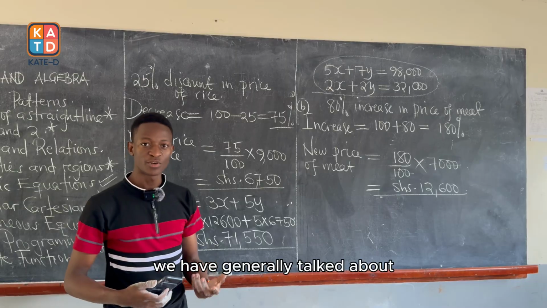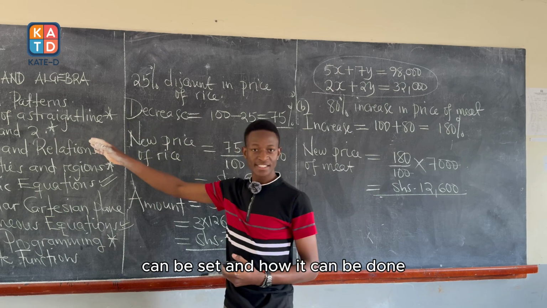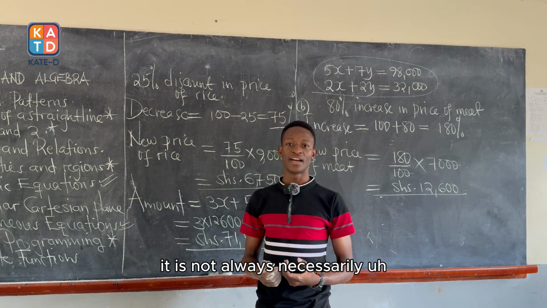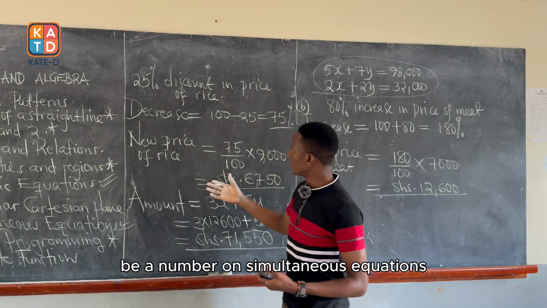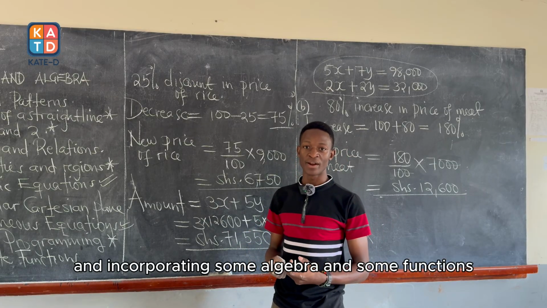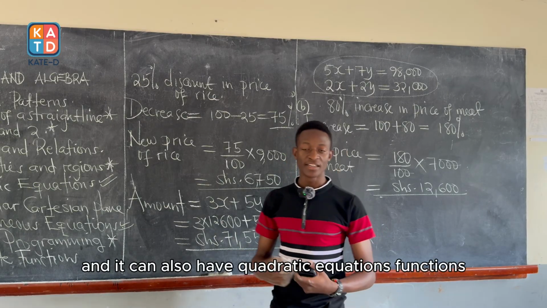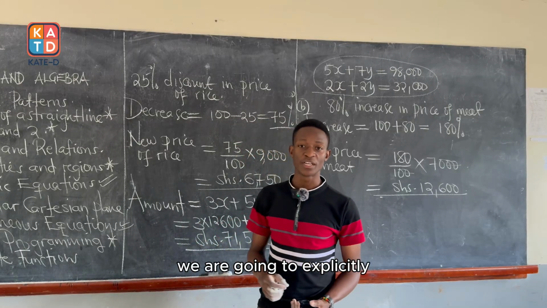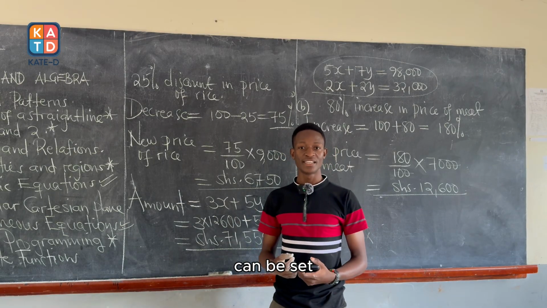So we have generally talked about the different nature of how the item can be set and how it can be done. It shouldn't only be a linear programming number, but it can be a number on simultaneous equations, incorporating some algebra and some functions as we have seen. And it can also have quadratic equations, functions, locus. So we are going to explicitly talk about the different nature of how these items can be set and how they can be done.